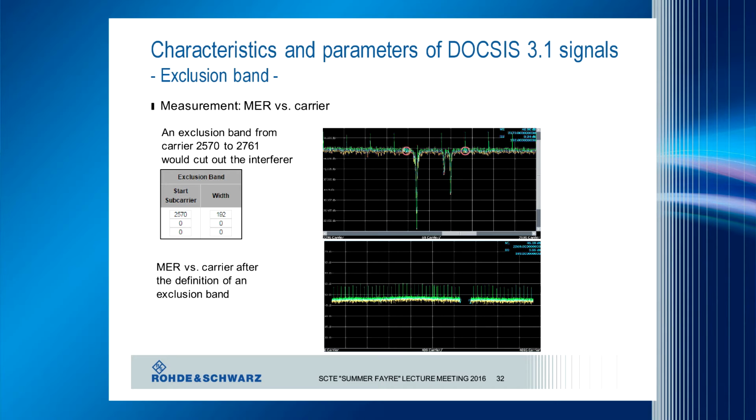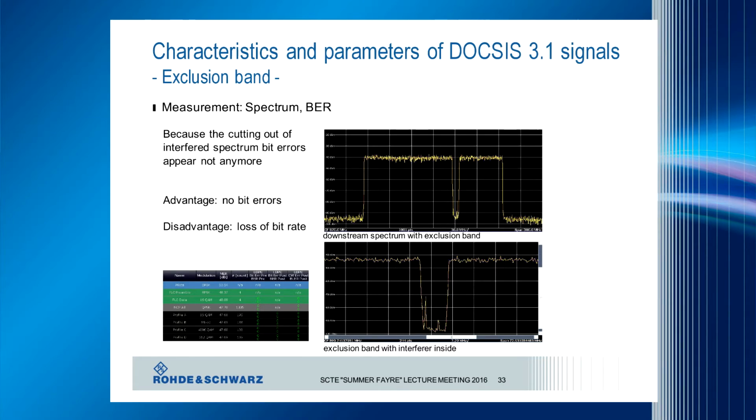Disadvantage, of course, loss of bandwidth, but you are not faced anymore with the bit error rates. It can be seen on the next slide. So the bit errors are decreased to zero. And here you can see on top the frequency spectrum with the switched off carriers. And here just in the middle you can still see the peaks of the interfering signal.